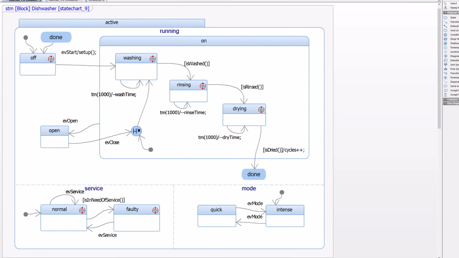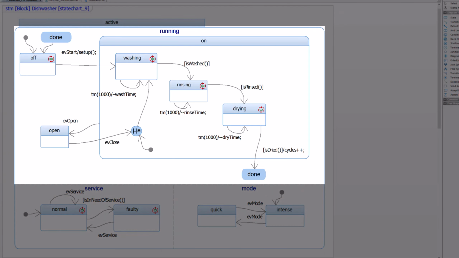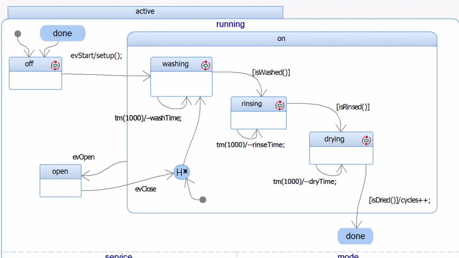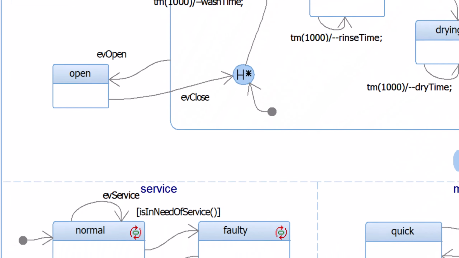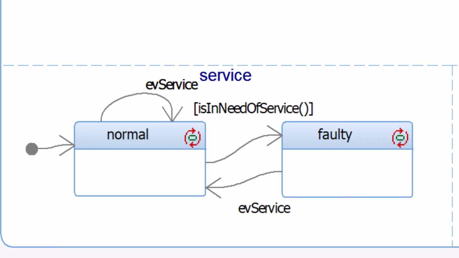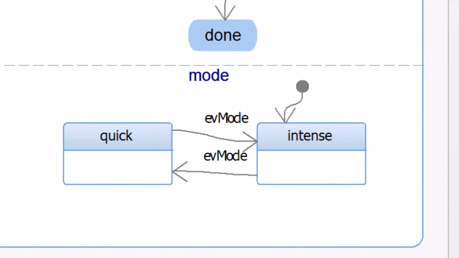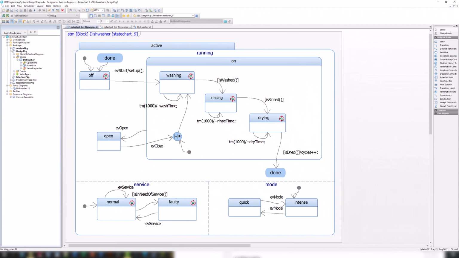The state machine has 3 macro states: running, service, and mode. The running state describes how the system goes from off to on and open state when the door is opened. In on state, the system transitions from washing, rinsing and drying until it is finished. The service state describes how the system switches from normal state to faulty state in which servicing is required. The mode state shows which mode is selected by the user. We will now begin the execution.